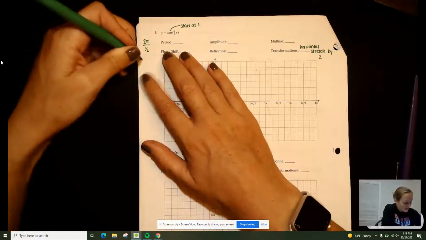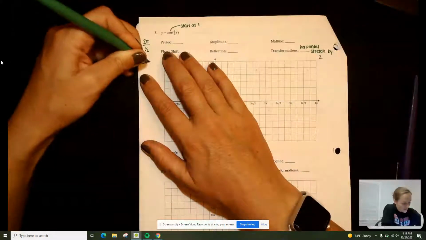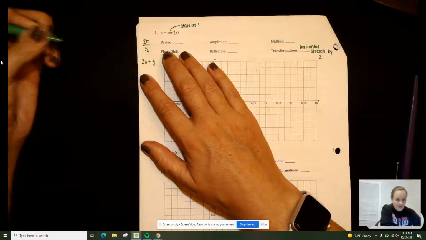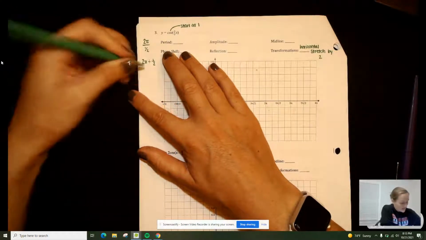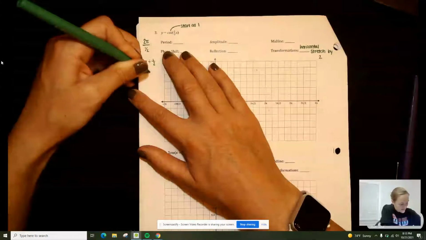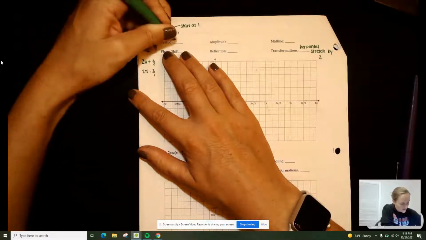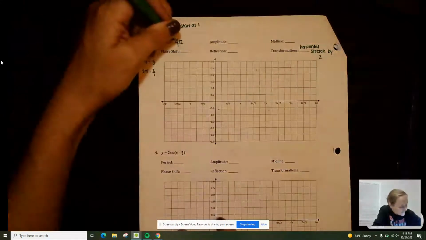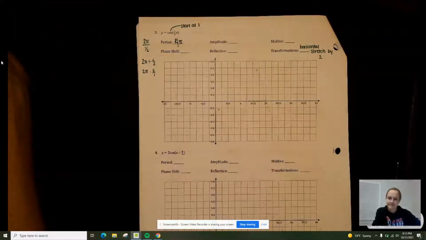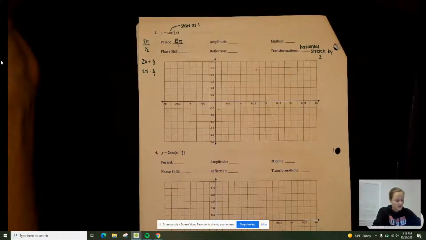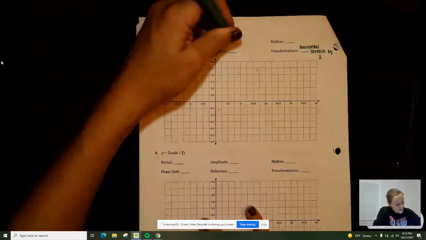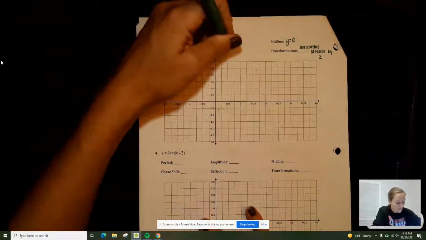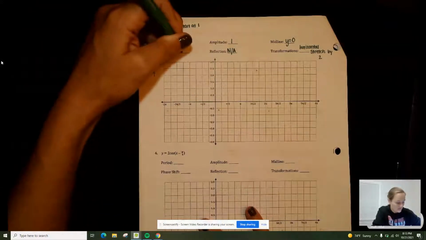Dividing by 1/2, let's write it out like this. 2 pi divided by 1/2. That's going to make it a little bit nicer for you because then you can clearly see it's 2 pi times 2 over 1. So I know my period is then 4 pi. That's the only thing that changes. So the normal amplitude is 1. The normal midline is y equals 0. There's no reflection and there's no phase shift.